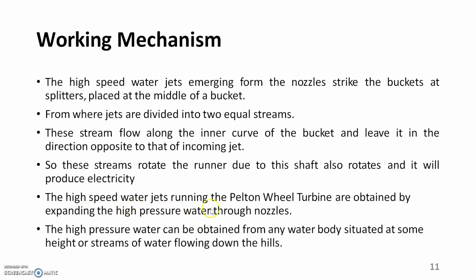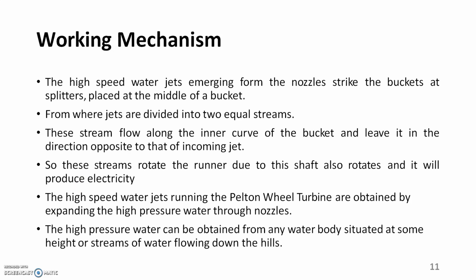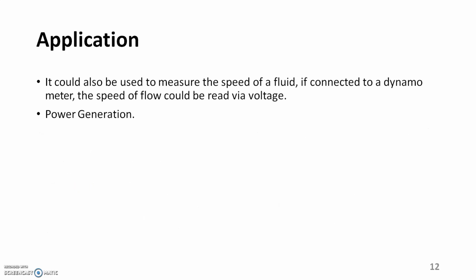The high-speed water jets running the Pelton wheel turbine are obtained by expanding high-pressure water through nozzles. The high-pressure water can be obtained from any water body situated at some height. That is, normally you use a dam, right? It can be used as an application to measure the speed of the fluid, and obviously it is used for power generation. So this is the working principle of a Pelton wheel, right?